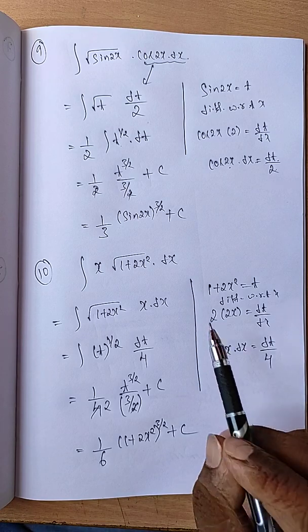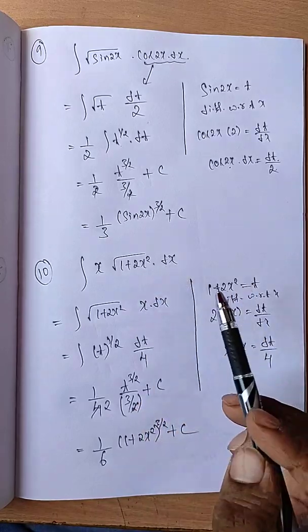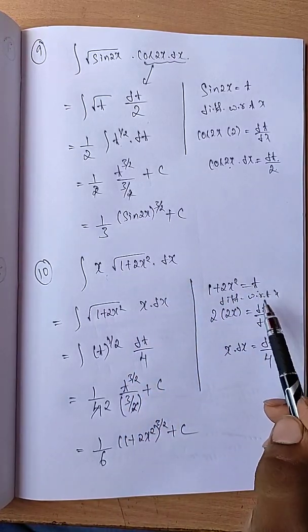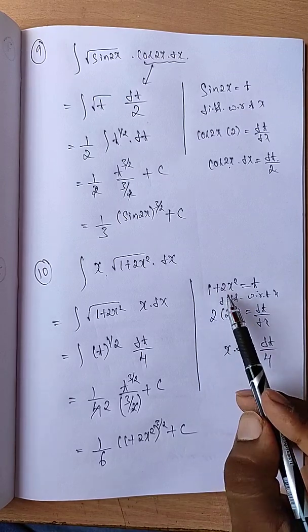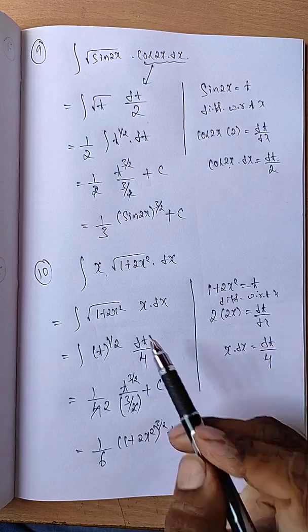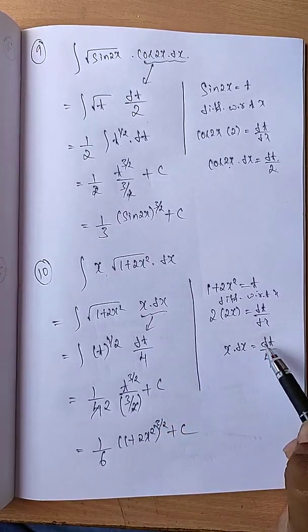So once again I am repeating, just listen here. Integration of x into root of 1 plus 2x square dx. This is a given problem. You want to take the inner function as t. 1 plus 2x square is equal to t. Differentiate with respect to x. The differentiation of 1 is 0, 2 is a constant. The derivative of x square is 2x is equal to dt by dx. Here we have only x into dx. So here x into dx is dt by 4.